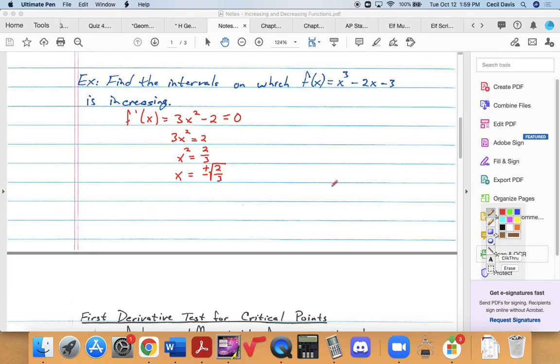So those are the only places where the derivative is equal to 0 because this is a continuous function. And so what we want to do, although a sign chart on a number line is not enough if they ask you to justify your answer, it certainly is helpful.